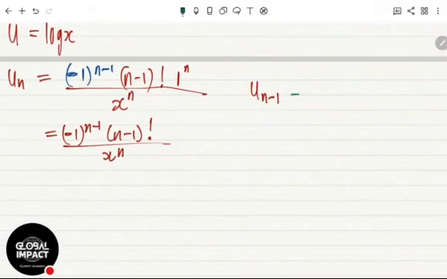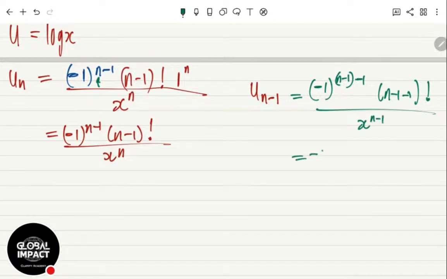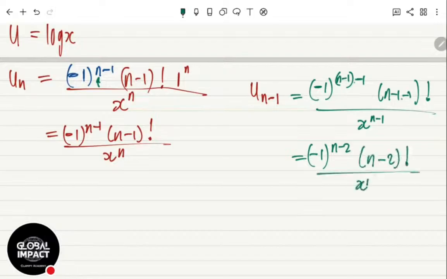Un minus 1: wherever there is n, we put n minus 1. So it is negative 1 to the n minus 1 minus 1, multiplying n minus 1 minus 1 factorial, all over x to the n minus 1. That gives negative 1 to the n minus 2, multiplying n minus 2 factorial, all over x to the n minus 1.